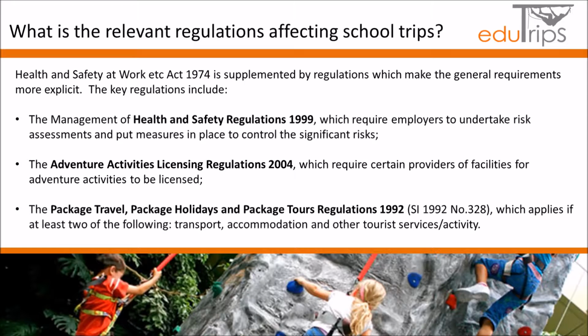So what are the relevant regulations that affect school trips? Well, the Health and Safety at Work Act 1974 is supplemented by regulations which make the general requirements more explicit. Some of these key regulations include the Management of Health and Safety Regulations 1999, which requires employers to undertake risk assessments and to put measures in place to control the significant risks.